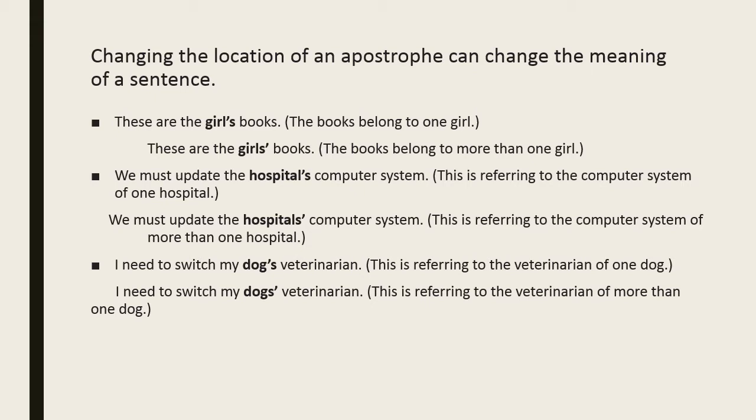So it is very essential that if it's a singular word, we use the apostrophe straight after the word and before S. But if we are talking about plural nouns, then the apostrophe should always come after the S to talk about possession.